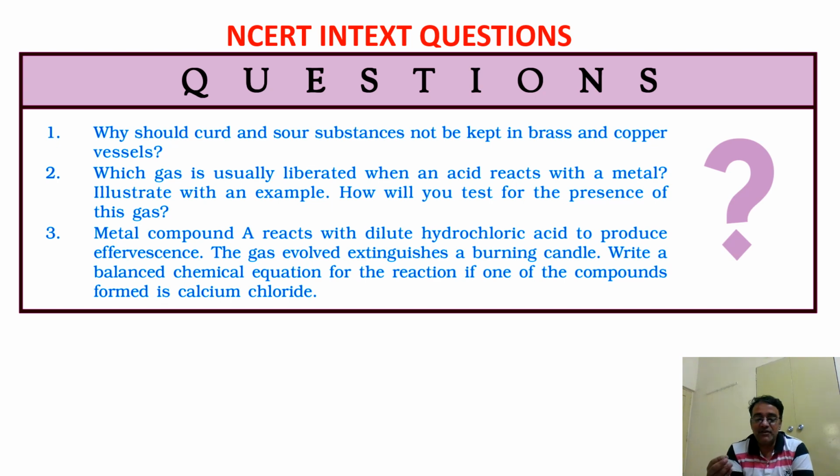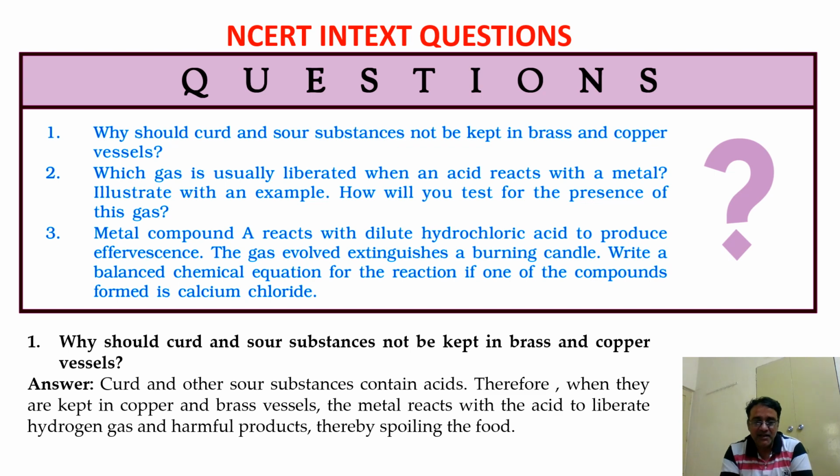So we know that it reacts with metals, brass and copper vessels, to produce toxic compounds which are not good for consumption. Okay, so that is why we will not keep it in brass and copper. So this is the answer. The curd and other sour substances contain acids. Therefore, when they are kept in copper and brass vessels, the metal reacts with acid to liberate hydrogen gas and harmful products, thereby spoiling the food.